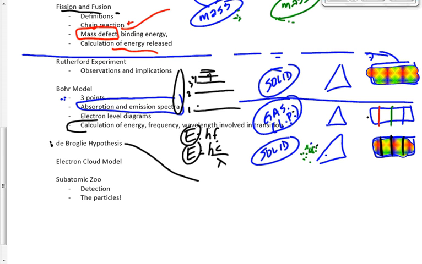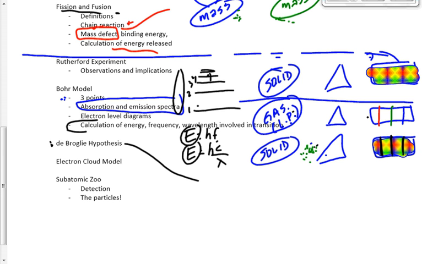If light, which was thought of to be a wave, can have a particle nature, and we illustrate the particle nature of light through a couple of things, the photoelectric effect and the Compton effect, both of which illustrate the particle nature of light, then why can't things like electrons, particles, have a wave nature? If waves have a particle nature, why can't particles have a wave nature? So the photoelectric effect and Compton effect give us the particle nature of waves. The de Broglie hypothesis gives us the wave nature of particles.